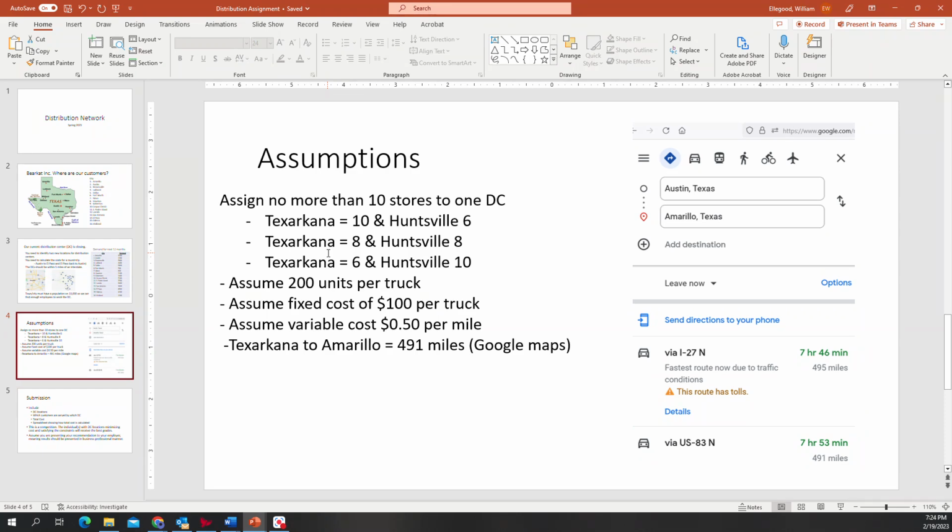Every truck, assume 200 units per truck. Each truck has a fixed cost of $100. Assume a variable cost of 50 cents per mile. And use Google Maps for mileage distance. Choose whatever route has the lowest miles. Don't worry about time. Choose the route that has the lowest miles when you're calculating your costs.